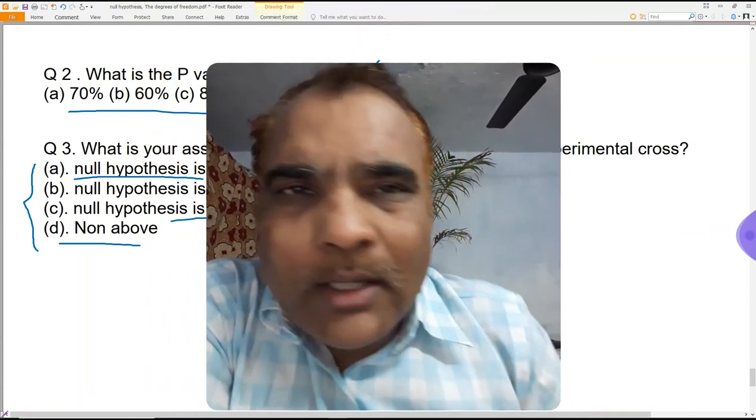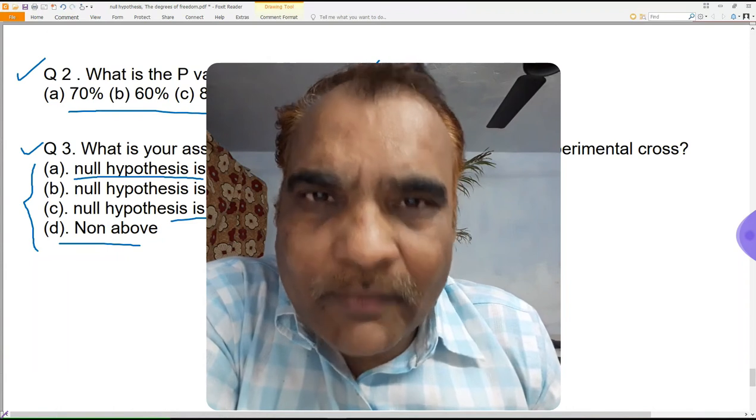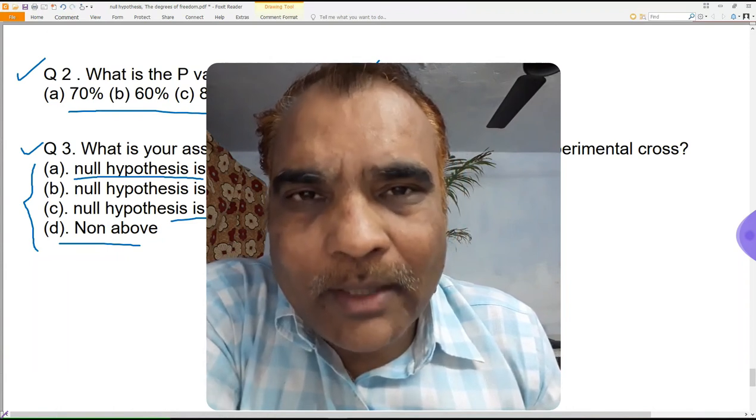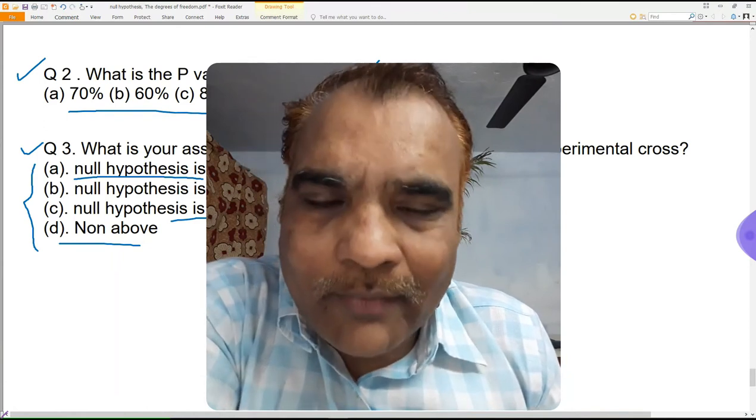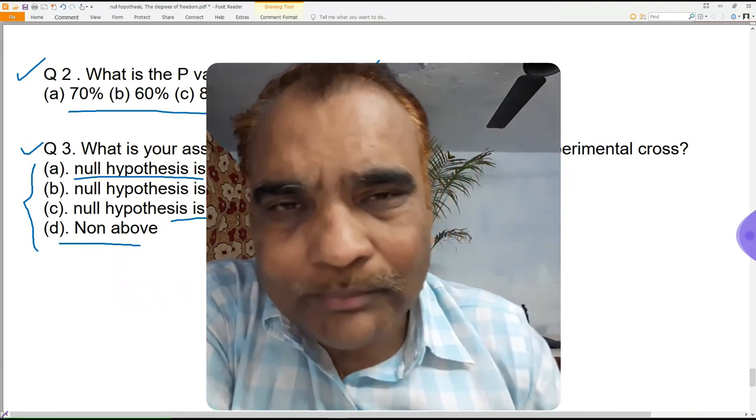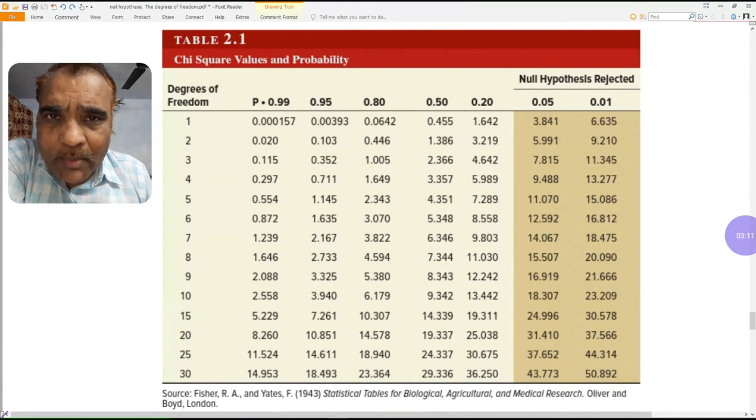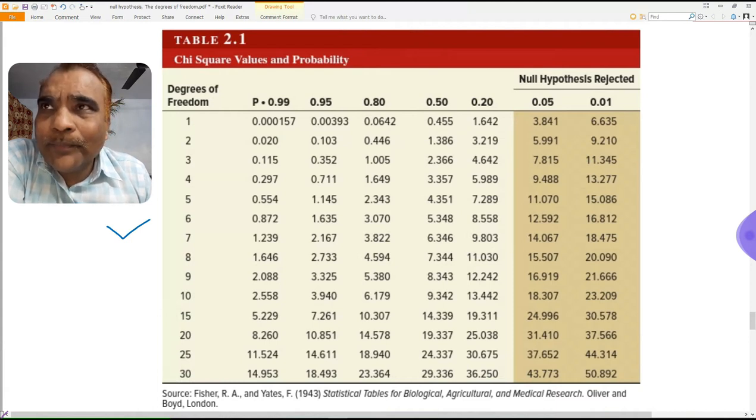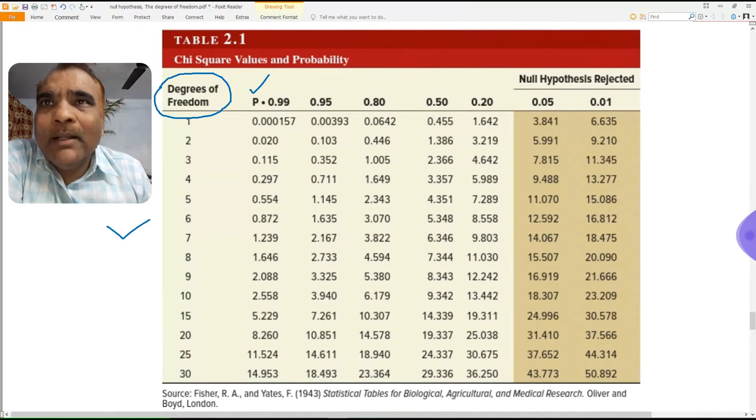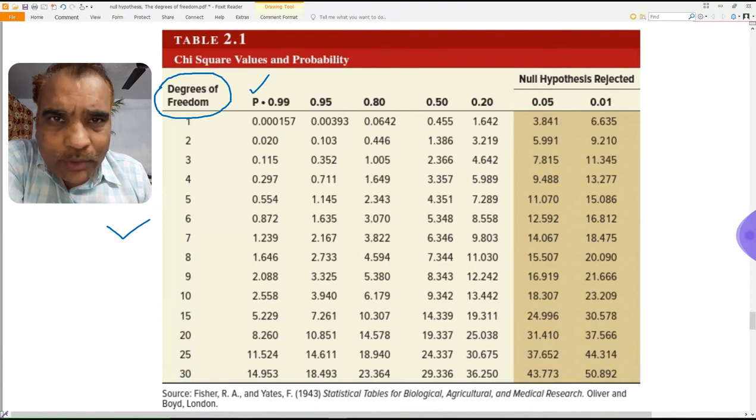One more thing, to solve question number 2 and question number 3, one table will be provided to you. In the printed form in your question paper you will find one table, and you can use the values of that table. Let me show you that table also. What is there in this table? Degree of freedom is there, then p values are there, and chi-square values are also given. This is the table that you can use to solve problem number 2 and 3.